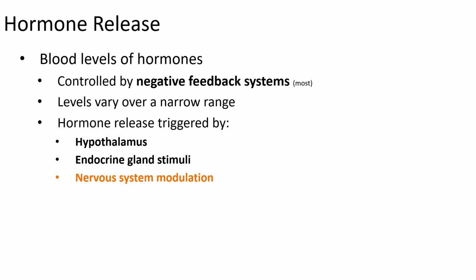Most hormones are going to be controlled by negative feedback systems. The levels of hormones in the blood will vary over a narrow range. There are 3 ways that can influence the release of a hormone. The hypothalamus within the diencephalon in the brain can release hormones that target the pituitary gland, for example, and cause that gland to release hormones. Okay. Receptors on the endocrine glands could promote the release of hormones. And then finally, the nervous system can influence the release of hormones as well.